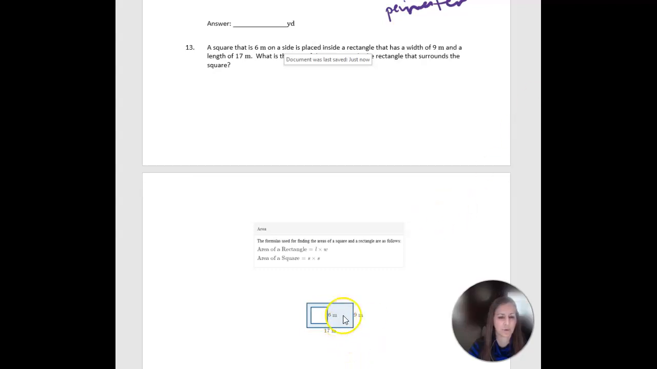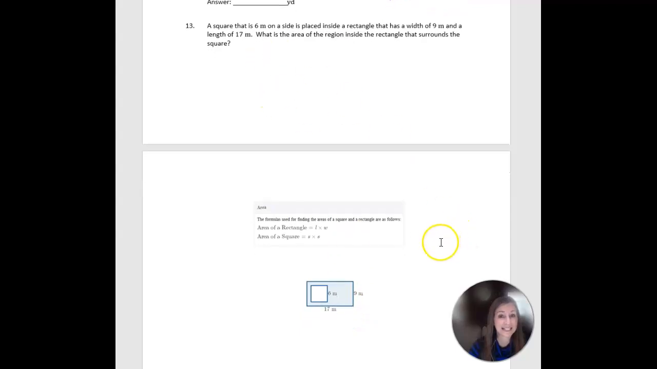Okay, here's the image for what I'm talking about. What is the area of the region inside the rectangle that surrounds the square? Okay, so you have to figure out, what are they even asking here? Let me see if I can get my highlighter. They want to know the area of this part. Oh, not the white square, just this part. They want to know the area, not of the square. Let's actually cross the square out. So they do not want the area of this part. They just want the area of the rectangle that is surrounding the purple square.